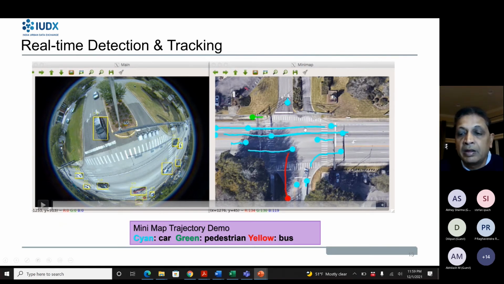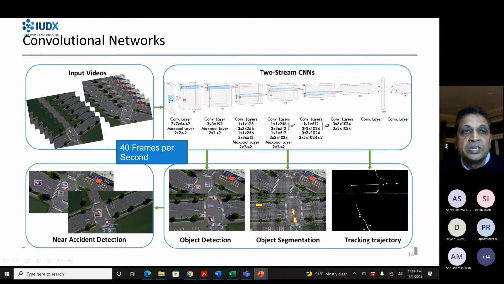What we are doing then is using convolutional neural networks, and we have a specialized network which runs at around 40. Data is coming in at around 10 to 20 frames per second, but our GPU's processing happens at 40 frames per second. So we can effectively do most of this in real time with very few frame delays, latencies of the order of 4 to 5 frames of data.